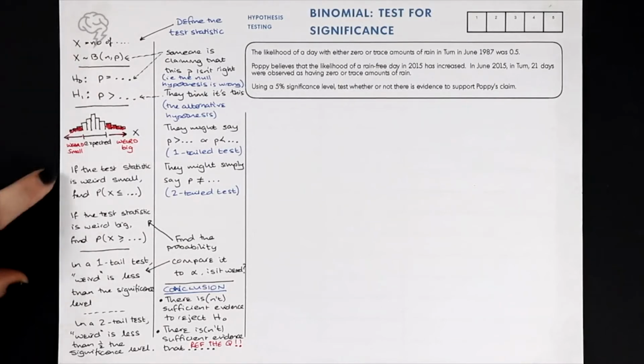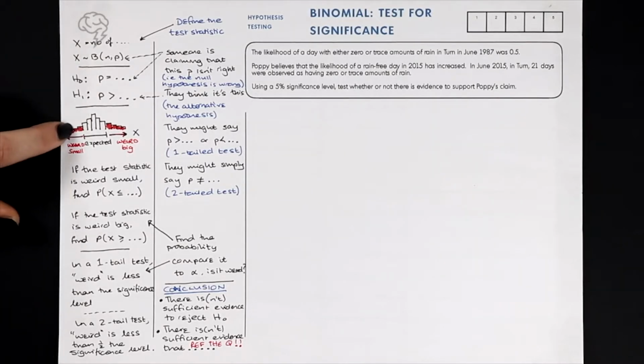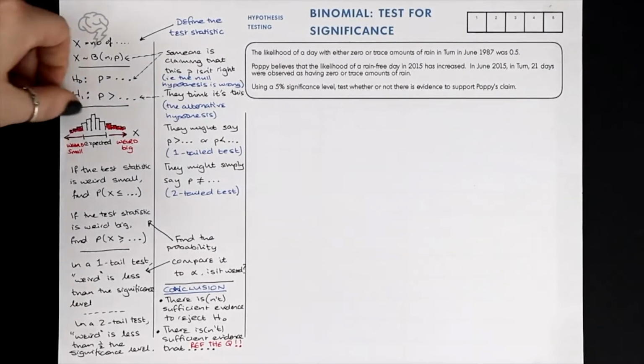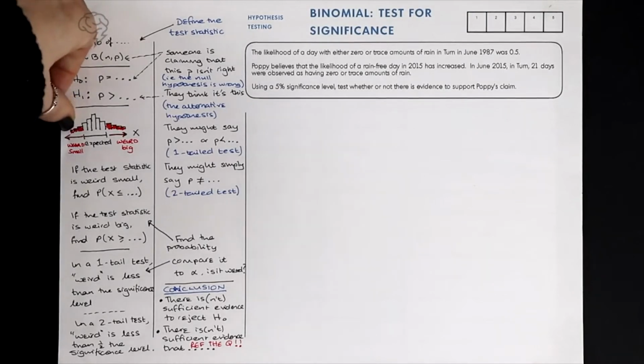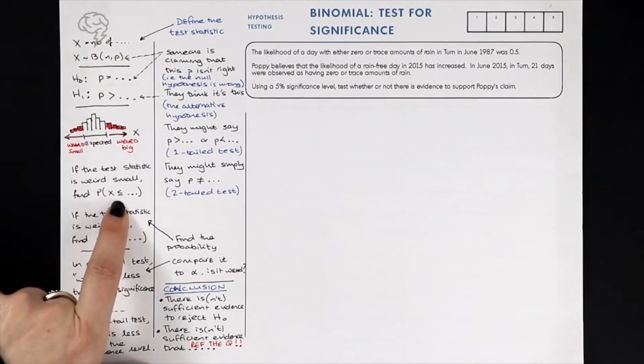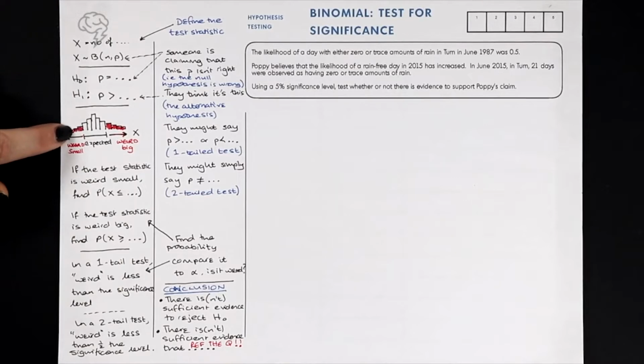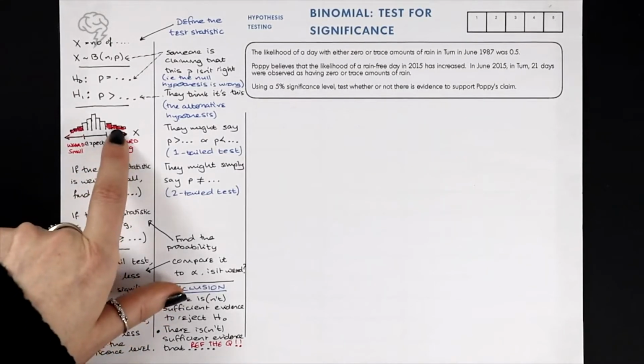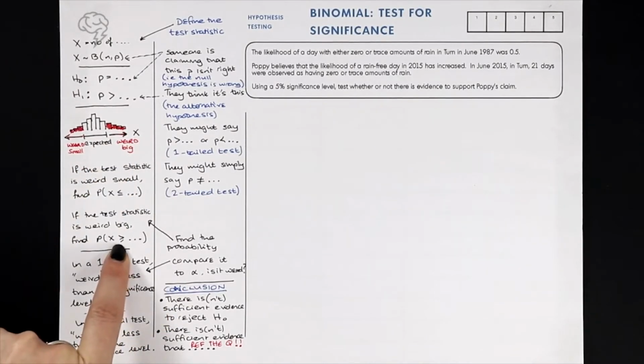Okay. So if we get a weird small, what we're trying to find out is what kind of area of the distribution are we talking about? Are we talking about like this is like the bottom 1% or the bottom 11% or the bottom 30%? So if you've got something weird small, just find out this probability of that shaded region. If it's weird big, find out the probability of that shaded region there.